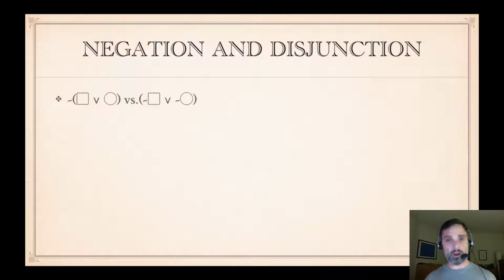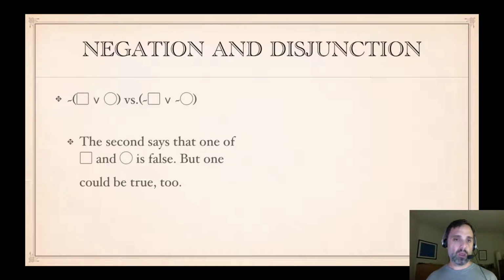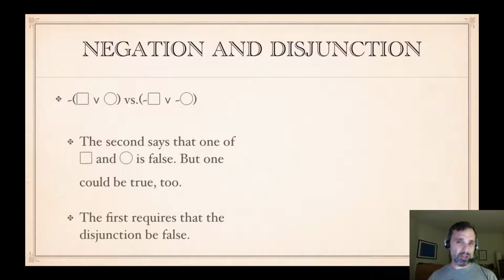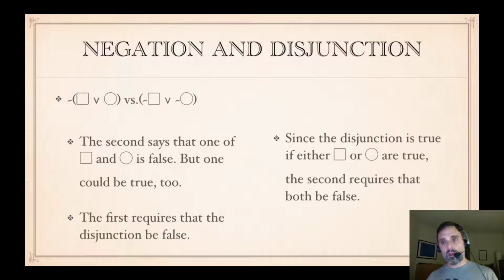A similar issue arises with negation and disjunction and where the negation goes. So we have not square or circle, and we have not square or not circle. The second says that one of square and circle is false, but that leaves it open that one of them is also true. The first one says that the disjunction has to be false. Now, how can a disjunction be false? There's only one way a disjunction can be false: if both of the disjuncts are false. If either one is true or they're both true, then the whole thing is true. So there's only one way for a disjunction to be false.